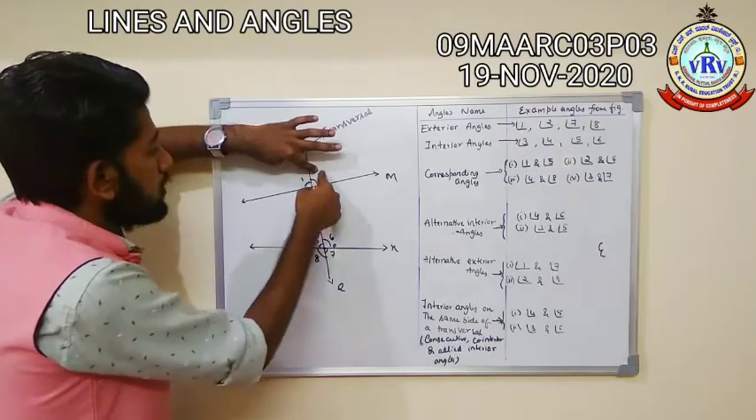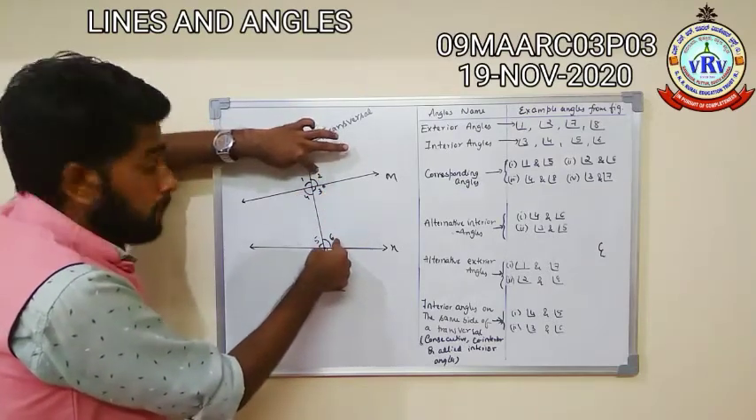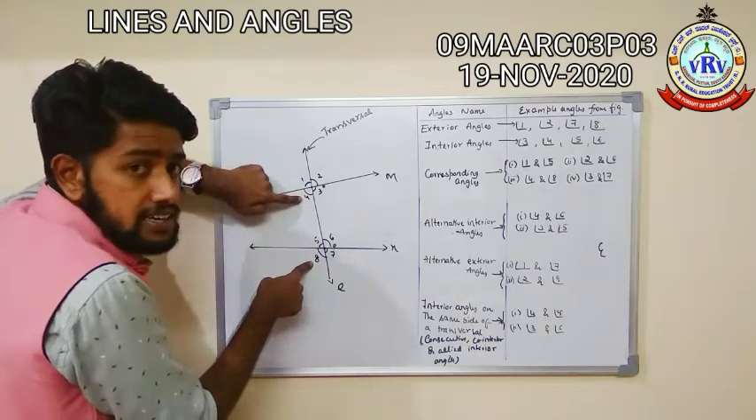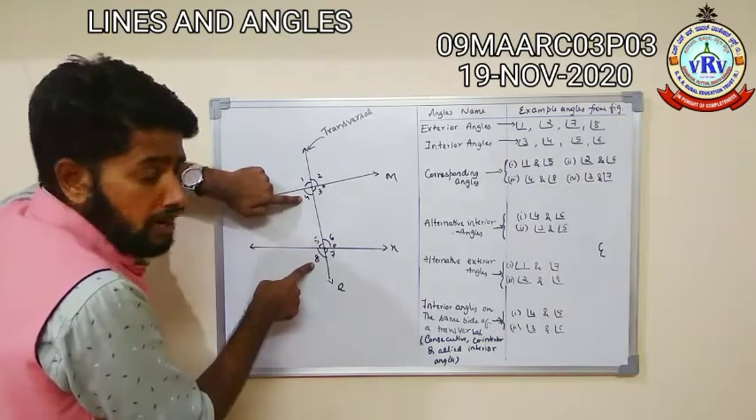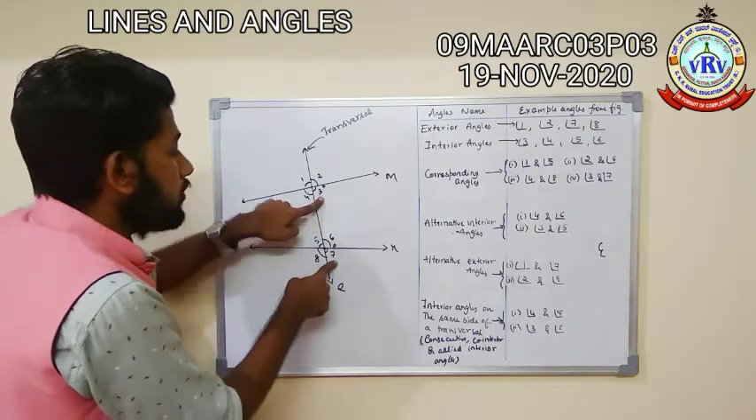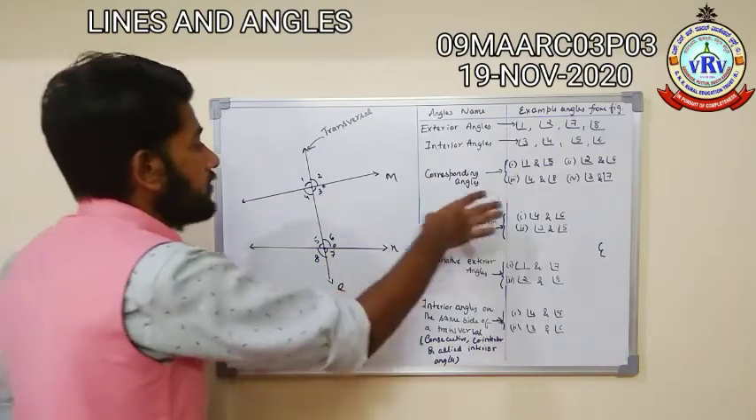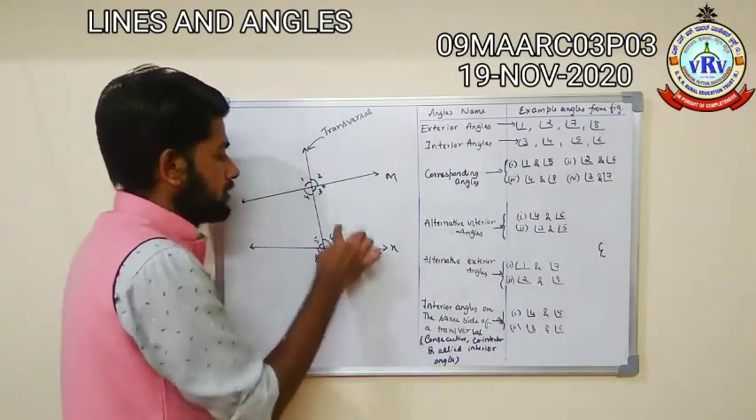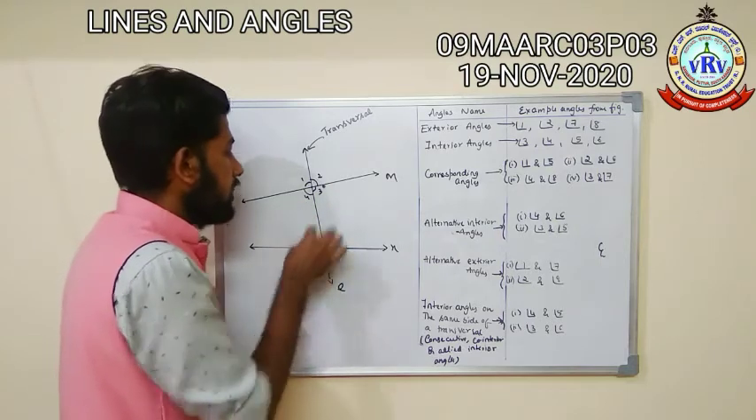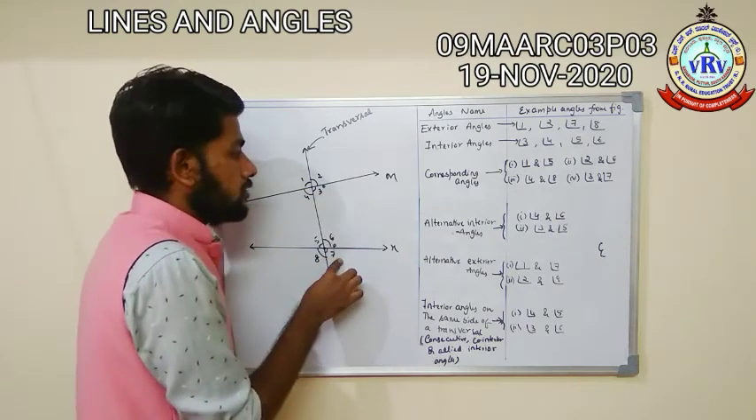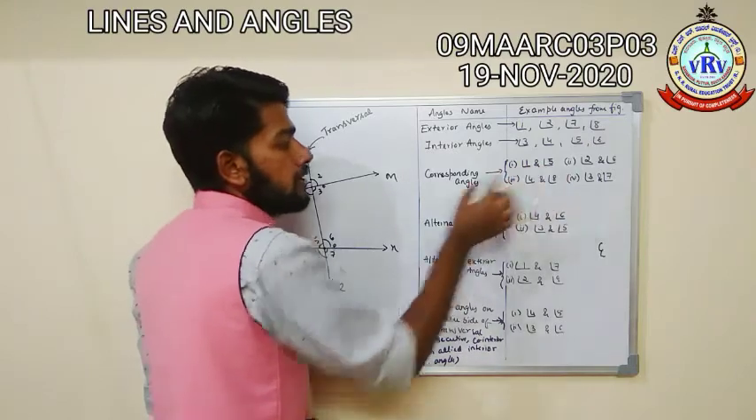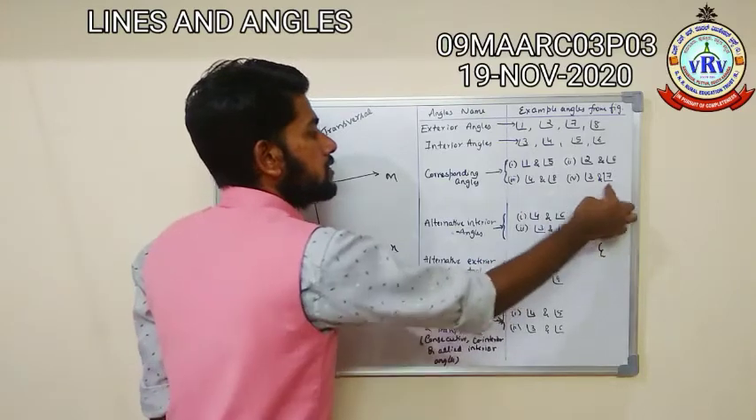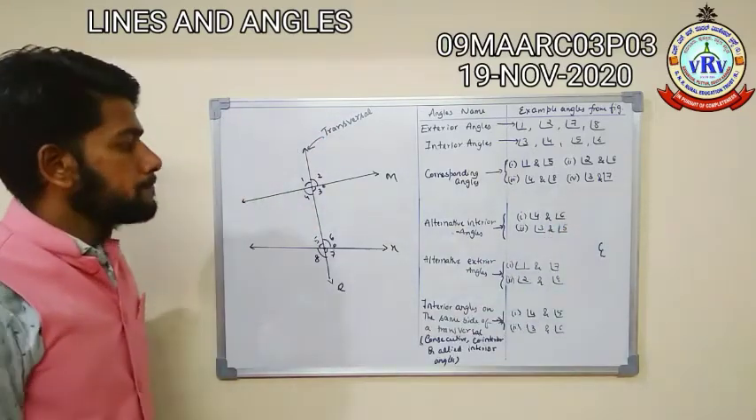Similarly, for 2, the corresponding angle is 6. For 4, the corresponding angle is 8. You can observe this is the interior angle and 8 is the exterior angle. The corresponding angle for 3 is 7, which I have already written. Therefore, 1 and 5 are corresponding angles, 2 and 6 are corresponding angles, 4 and 8 are corresponding angles, 3 and 7 are corresponding angles.